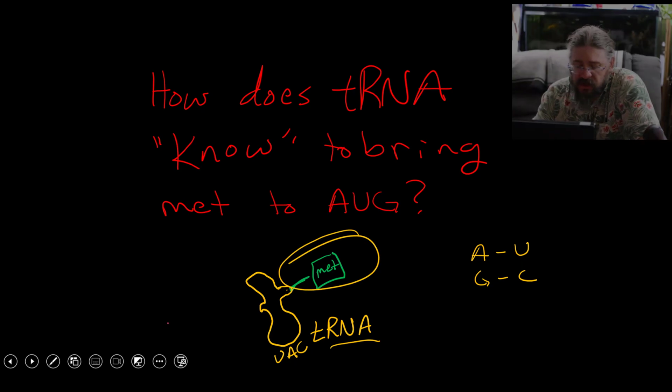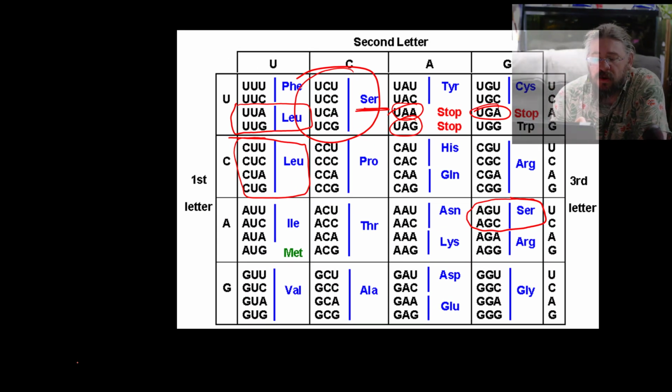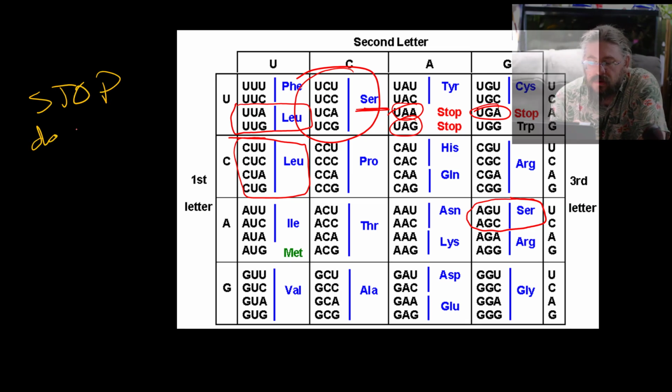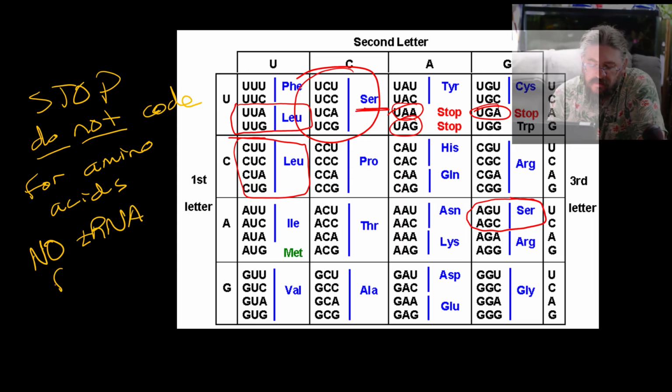and as we mentioned previously, stop codons do not code for amino acids, which means there is no tRNA for a stop codon.